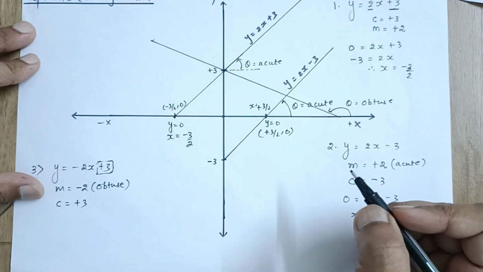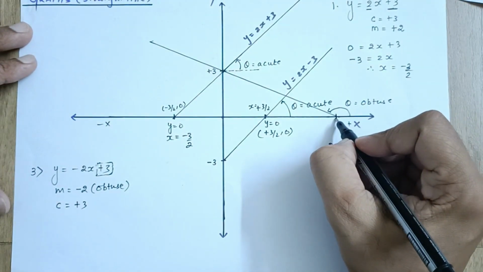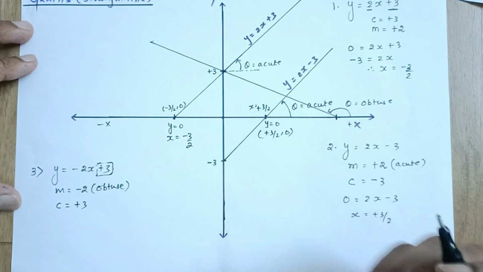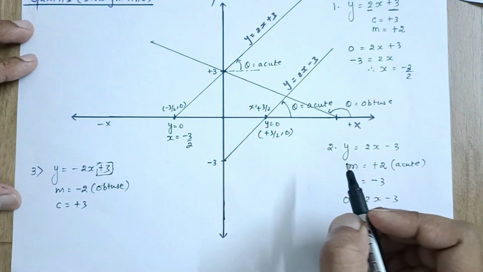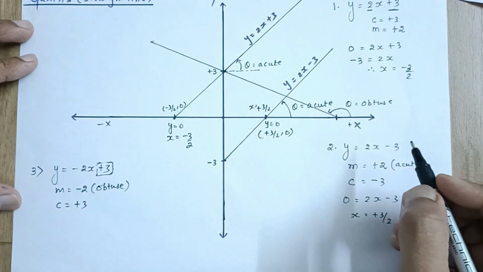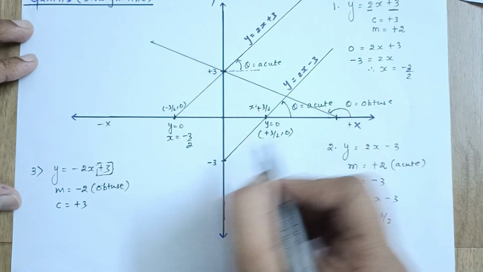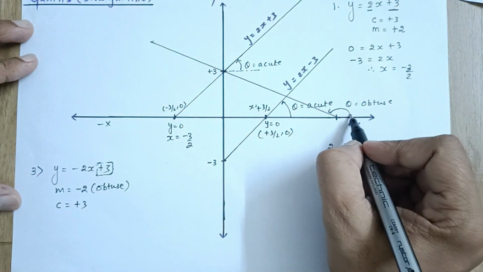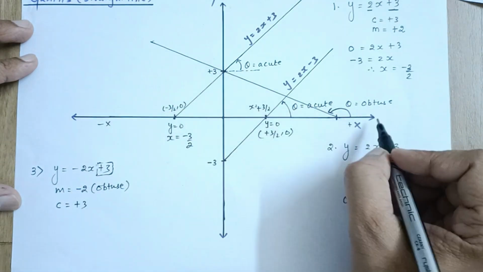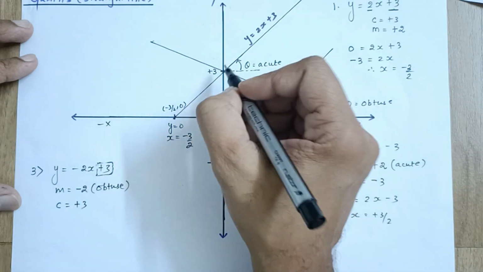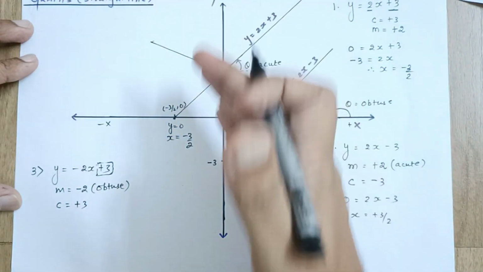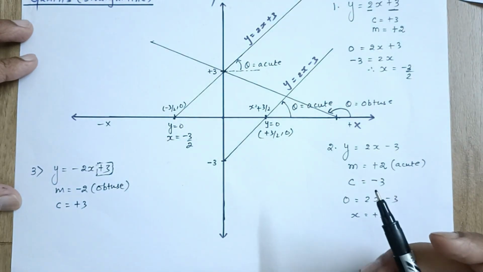Correct? If you are interested in finding out which coordinate this is, I leave it on your part as homework. You may simply put this as 0 and you will get the value, right? You will get the positive value. So this is our graph. The slope determines what kind of angle your line is going to make with respect to the x-axis, and the y-intercept decides whether the line is going to cut the positive y-axis or the negative y-axis.